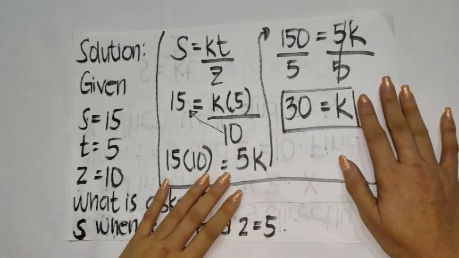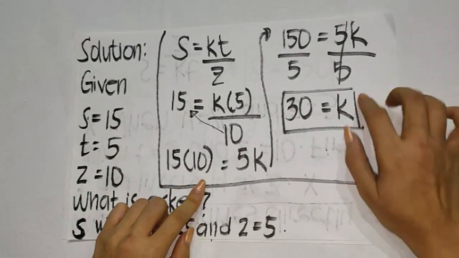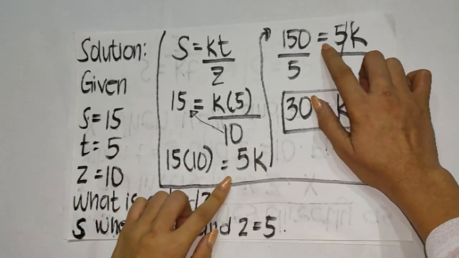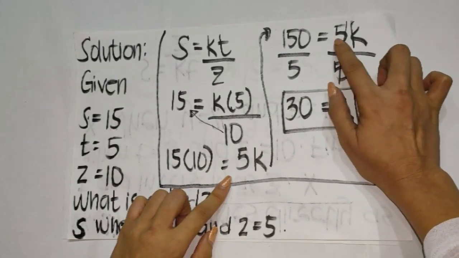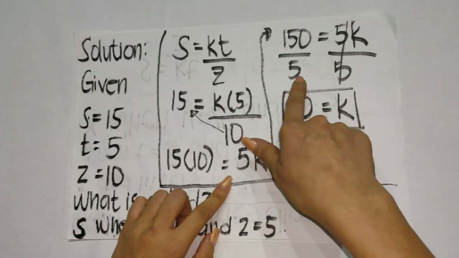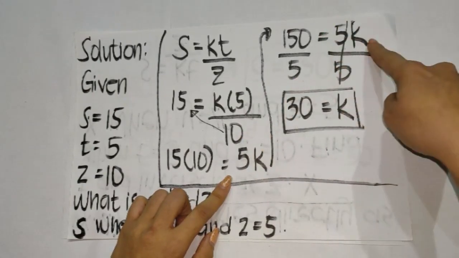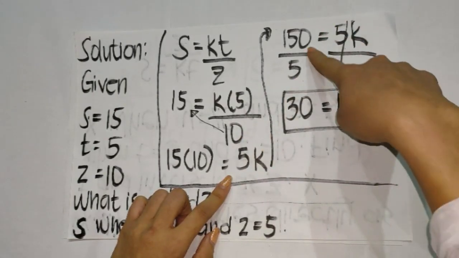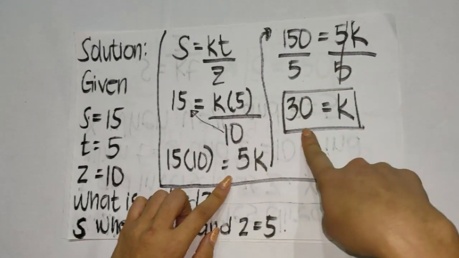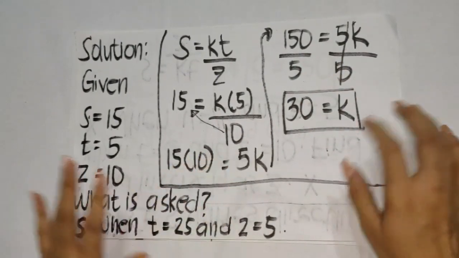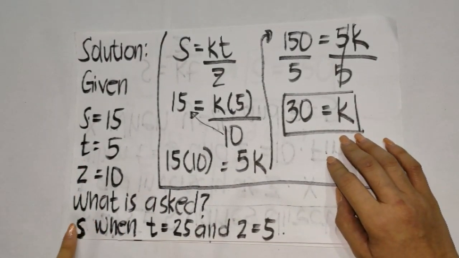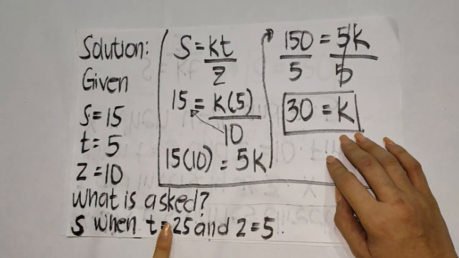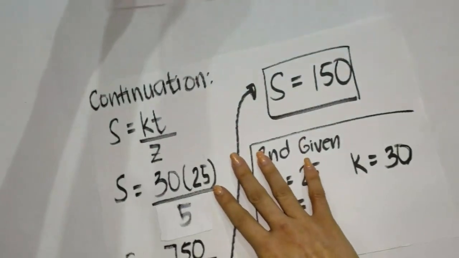So, to continue, we have 15 times 10, that is 150, is equal to 5K. Kasi si K ang hinahanap natin, meaning to say, i-divide natin both sides by 5. To cancel out the 5 here at ang K ang matitira. So, 150 divided by 5, that is 30. Pero hindi pa tayo dyan nagtatapos kasi nga ang tinatanong dito, ano ang value ni S kapag si T ay 25 na at pag si Z ay 5 na?